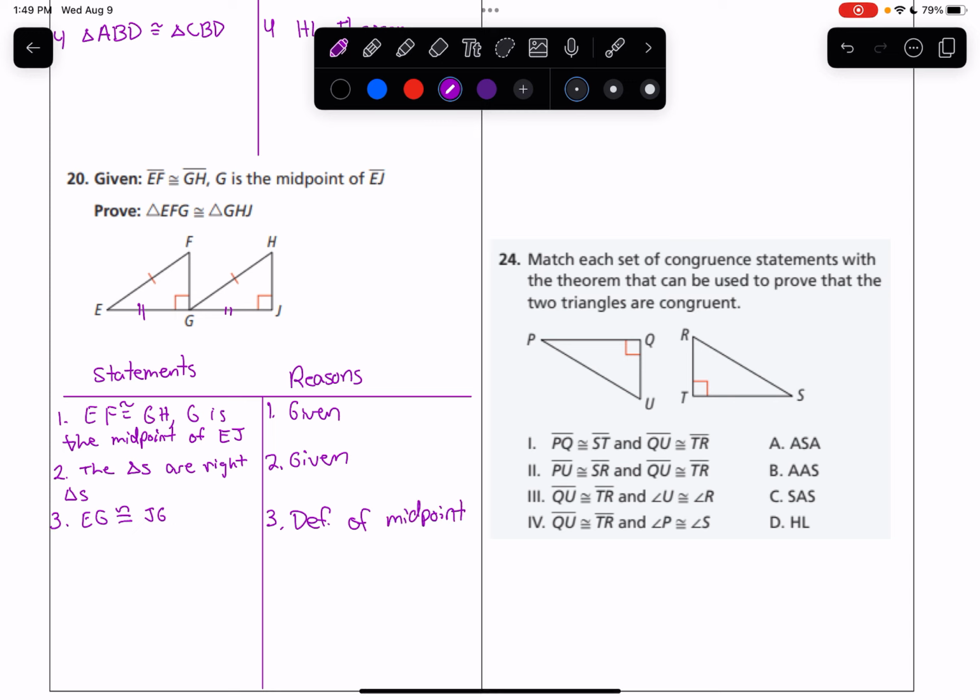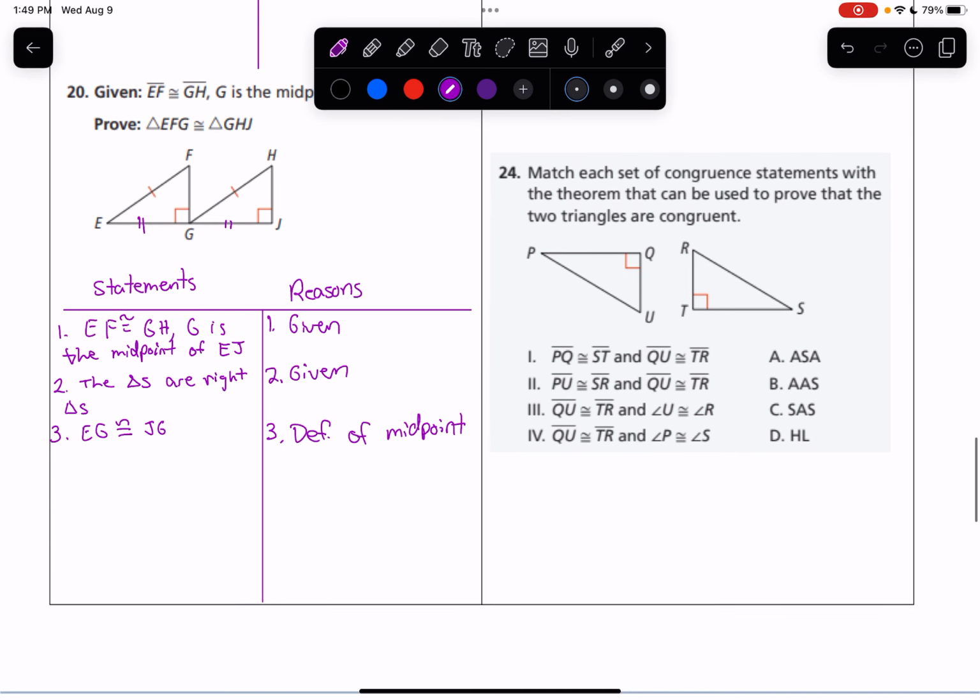And now that we know all of these things, right? We know there's right triangles, we know that the hypotenuses are congruent and a pair of legs is congruent, then we can say that triangle EFG is congruent to triangle GHJ by the hypotenuse leg theorem.